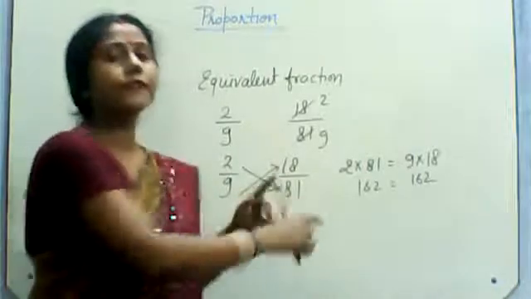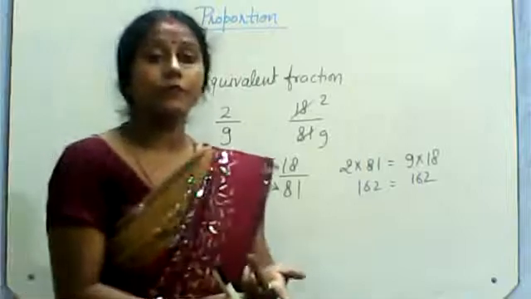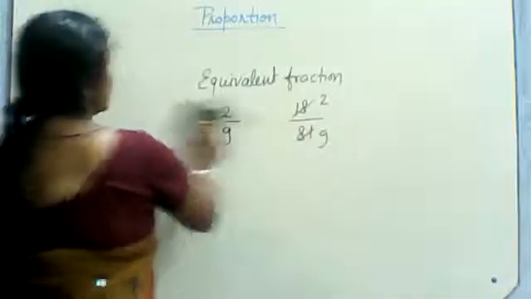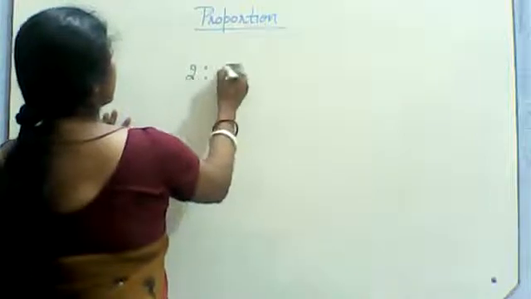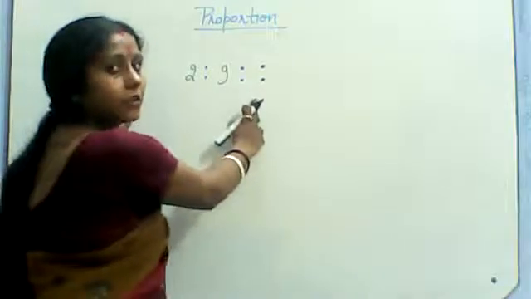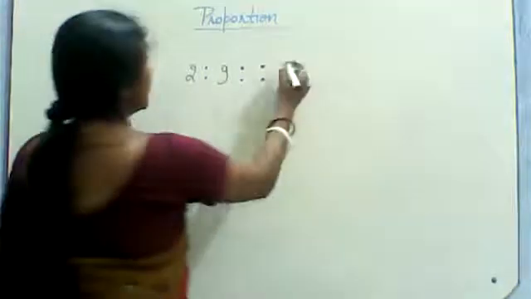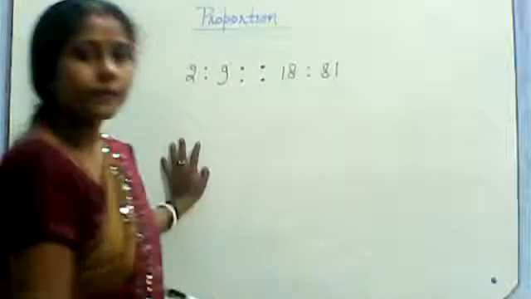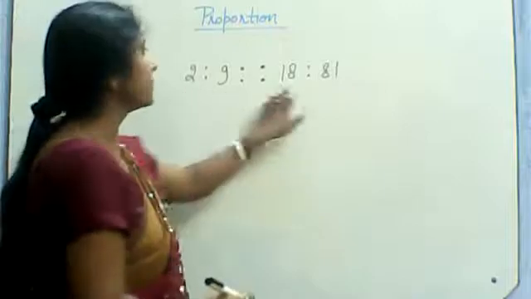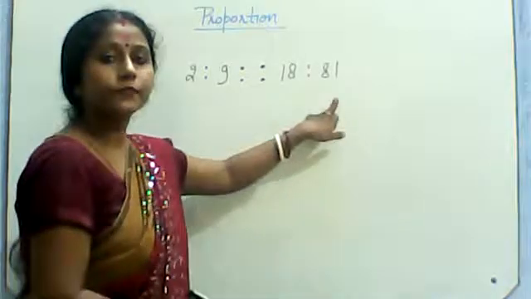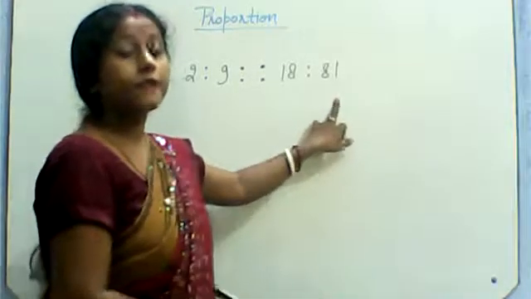Now the same thing we write in proportion form. How? 2 ratio 9 proportion to 18 ratio 81. See, 2 ratio 9, and in place of equal to, we write these 4 dots, which is called proportion, then 18 ratio 81. Now, there are 4 terms in this proportion: first term, second term, third term, fourth term.